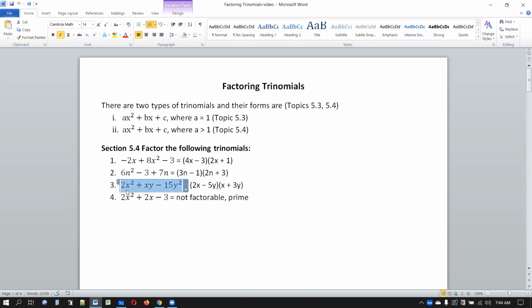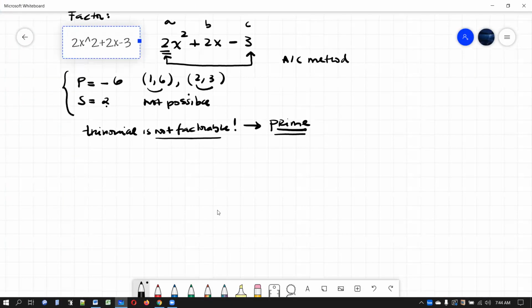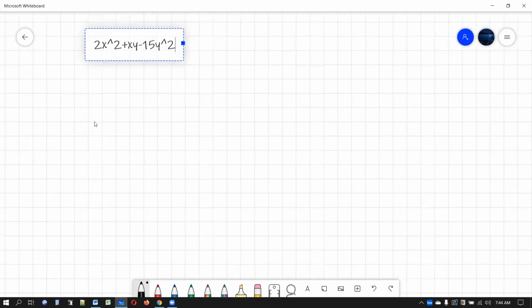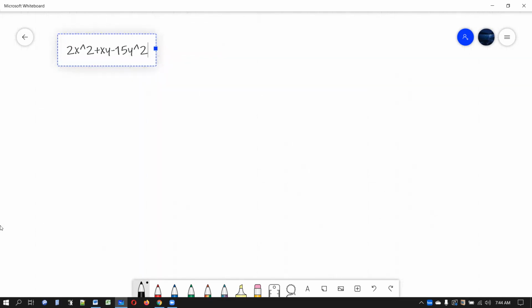This is an interesting example because you can see there are two variables that we have to take into account right now. But it's done the exact same way. I will show you the technique. And this is our last example.